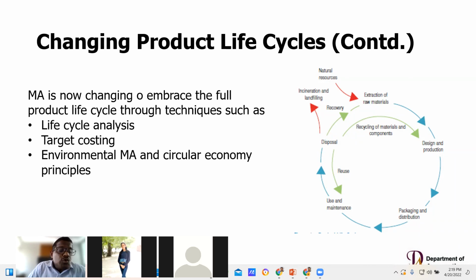Prevent, reuse, process, dispose. That is the circular economy. Okay. So I think that's about the change in product life cycle. What I want to communicate to you is that now we will not look at our organization itself. We will consider, when you look at management accounting, our organization and the society as a whole.